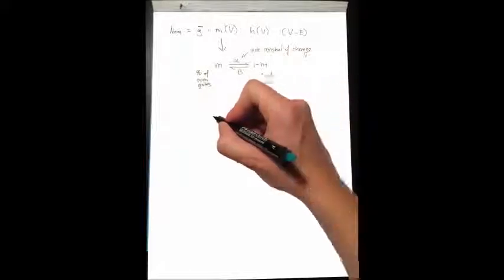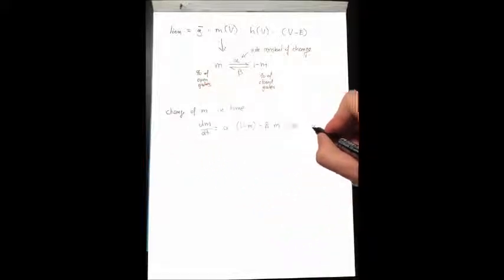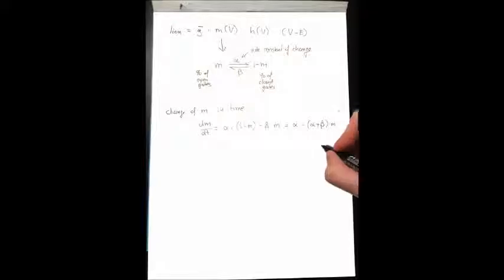Knowing this, we can calculate the change of M over time by writing dM over dt equals alpha times 1 minus M minus beta times M. This is the same as alpha minus alpha plus beta times M. Obviously, since now the change of M over time is a function of M itself, this equation cannot be solved directly. However, we do know one state in which we know the size of the change in M.